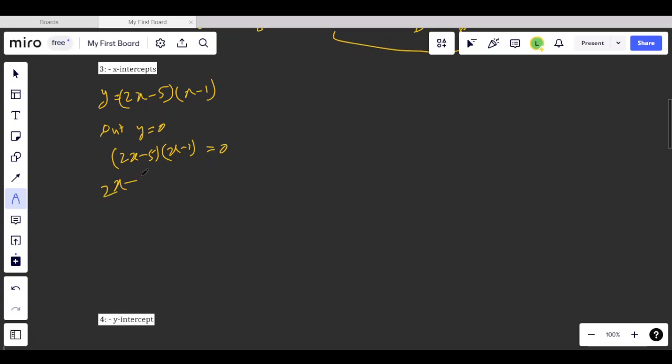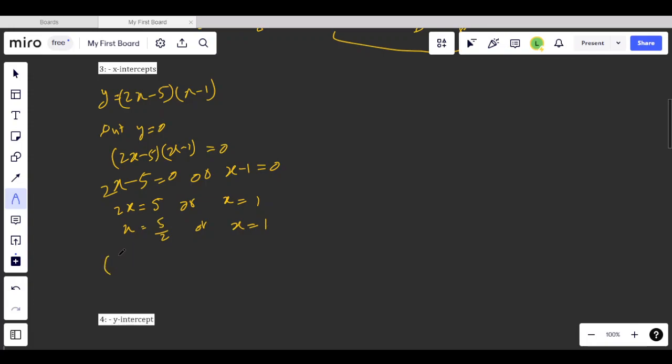So we're going to write 2x minus 5 is equal to 0, or x minus 1 is equal to 0. From here we will solve for x. 2x is equal to 5, or x is equal to 1, and from here x will become 5 by 2, and x is equal to 1. So we have these two x-intercepts.